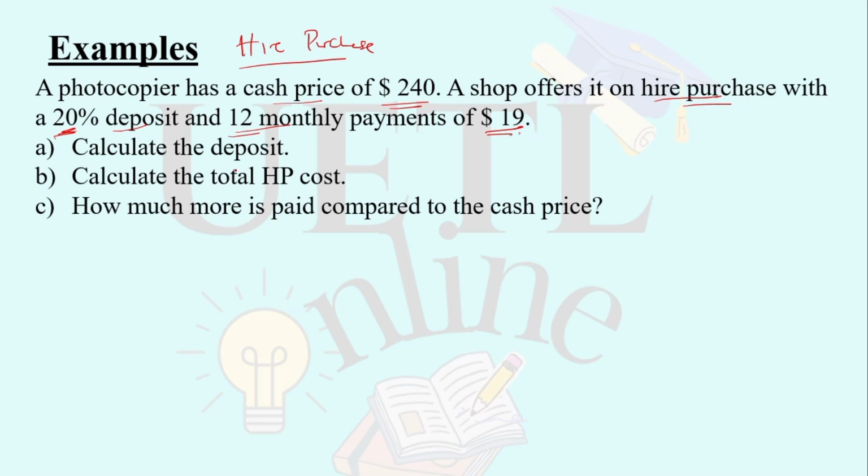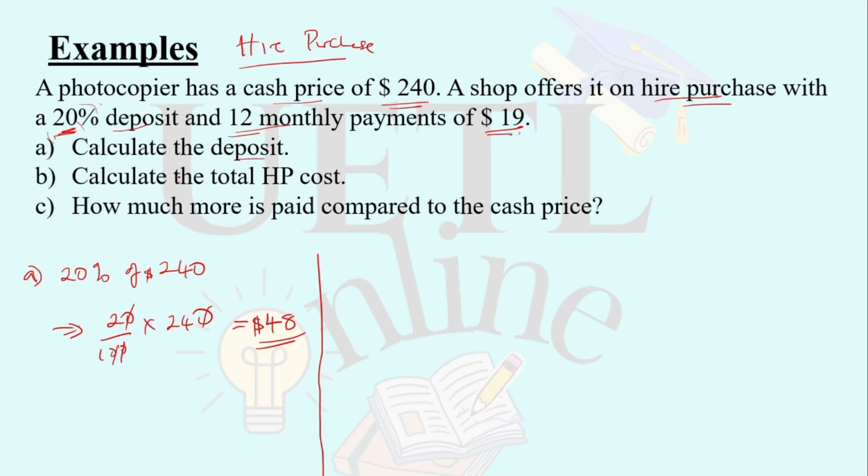The first thing you are asked is to calculate the deposit. We know it is a 20% deposit, so we are just going to calculate 20% of 240. That is 20 over 100 multiplied by 240. We cancel out the zeros, then you multiply, and you get that our deposit is $48. So this means that you are going to pay $48 first.